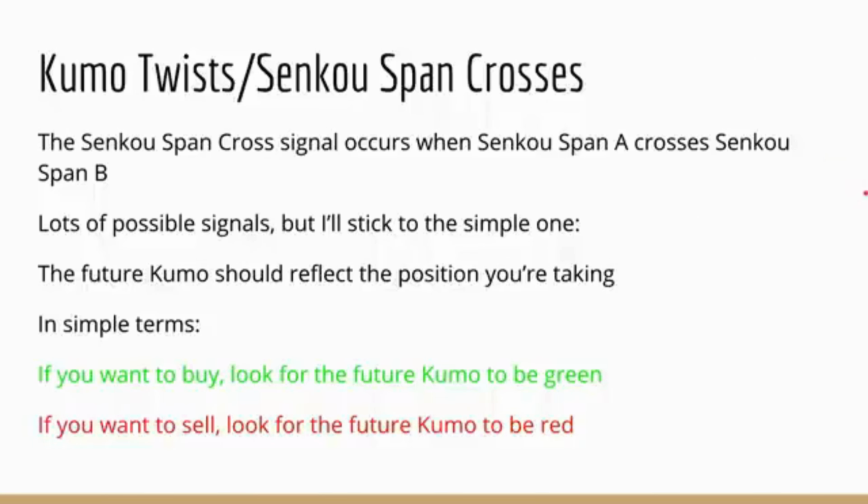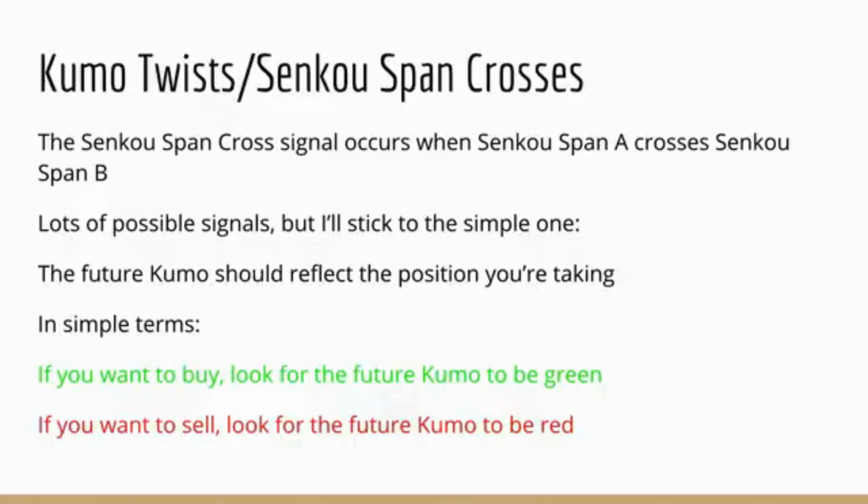Another technique or strategy I'd like to go over, and this one is a bit briefer and hopefully a bit simpler, is the Kumo twists or Senkou span crosses. And there are a lot of ways these are used. I looked at a link before this video where there were 6 different signals you can get from them, and I'm sure they're all valid, but there is a simpler way I like to use them.